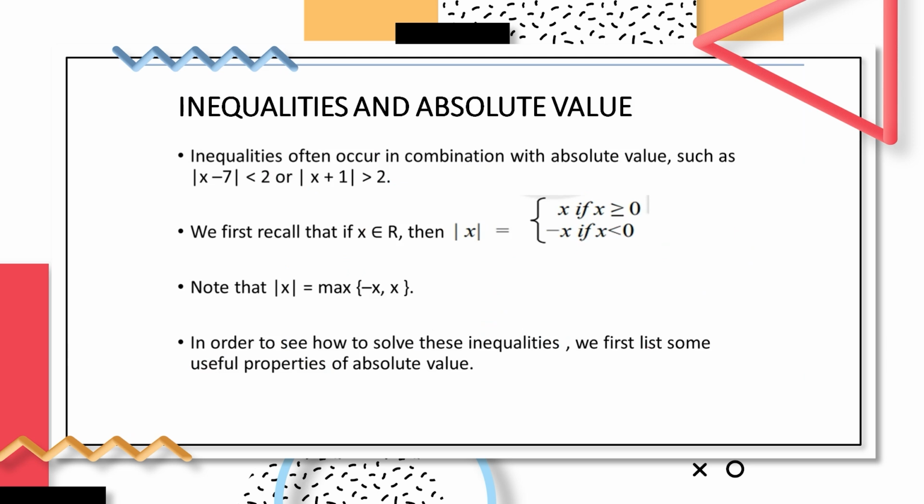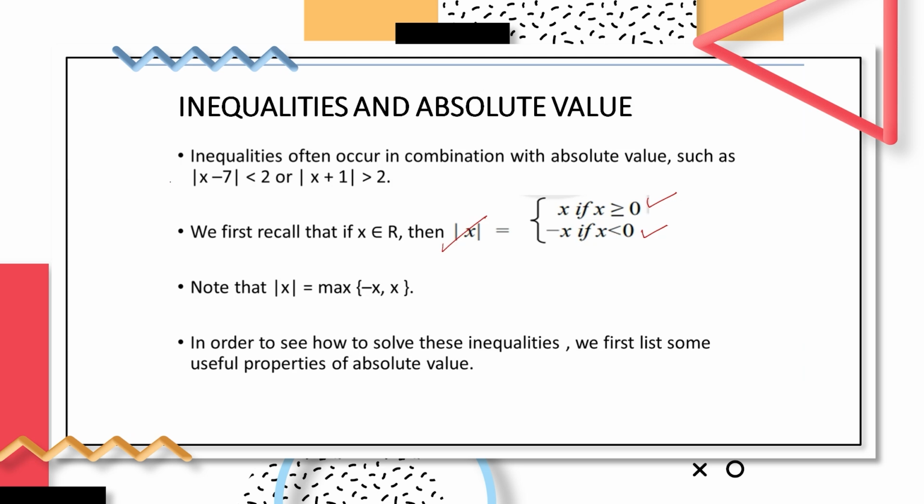In order to understand the inequalities of the absolute values, firstly we need to understand what absolute values are. If x is any expression belonging to the real numbers, then the modulus of that, that is the absolute value of x, will be x if x is greater than or equal to 0, and will be minus x if x is less than 0. So, inequalities often occur in combination with absolute values.